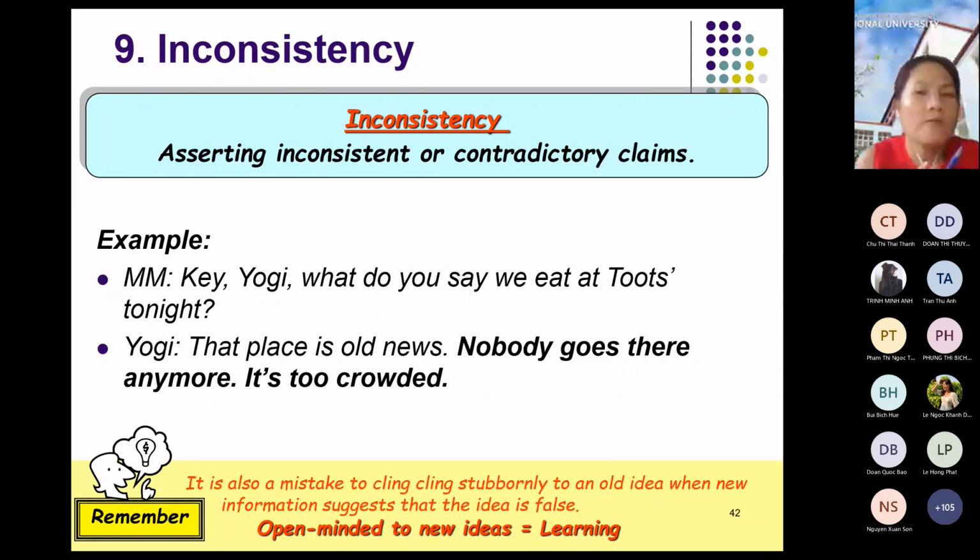So now let's look at the example here. MM is trying to convince the friends to go to that restaurant tonight. And Yogi, one of the friends, said, "Oh, that place is old news. Nobody goes there anymore. It is too crowded." So it means that Yogi is trying to convince the friends not to go to the restaurant that MM suggests, isn't it? And Yogi provides 3 reasons. The first, that place is old news. The second, nobody goes there anymore. And the last one is, it is too crowded. So what's wrong in Yogi's reasons?